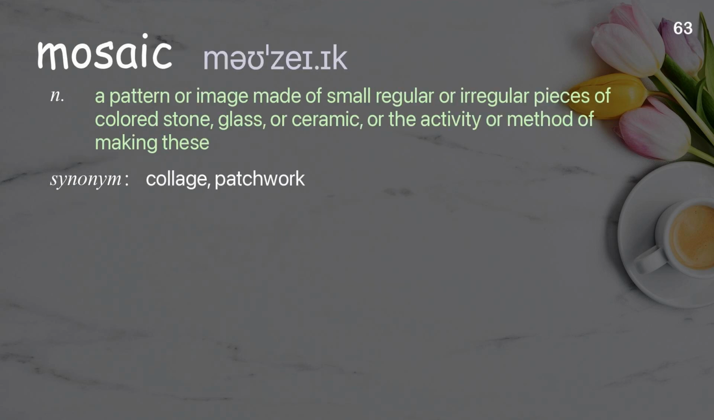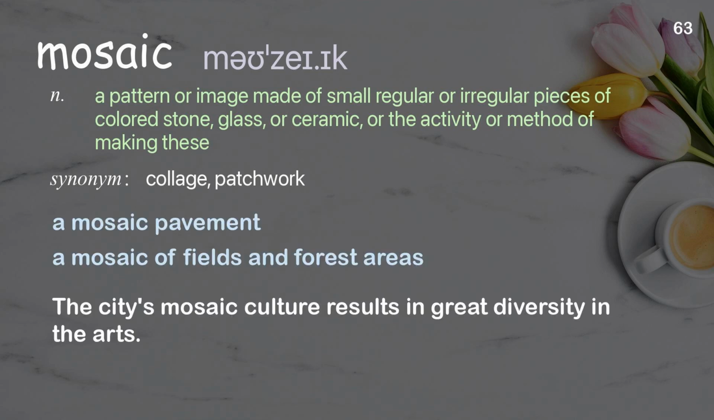Mosaic. A pattern or image made of small regular or irregular pieces of colored stone, glass, or ceramic, or the activity or method of making these. Examples: A mosaic pavement. A mosaic of fields and forest areas. The city's mosaic culture results in great diversity in the arts.